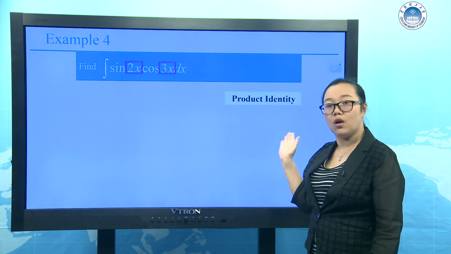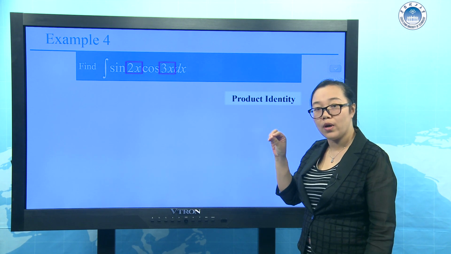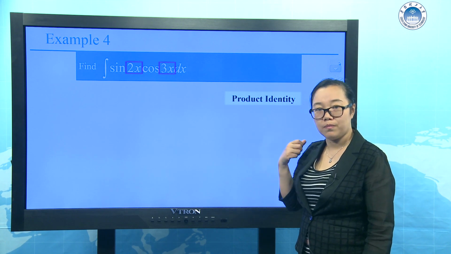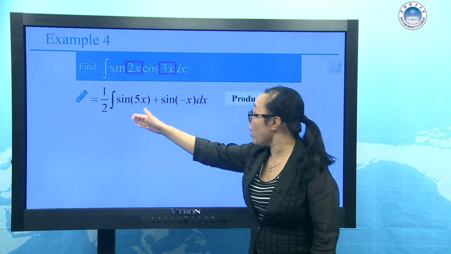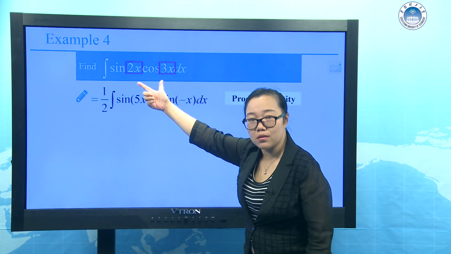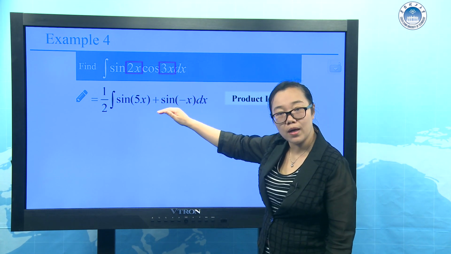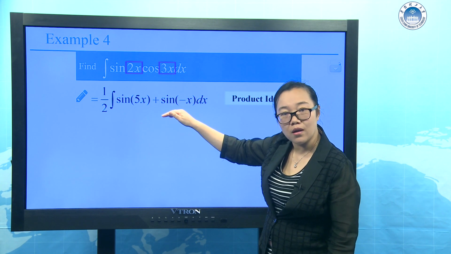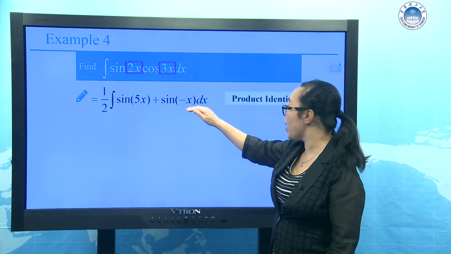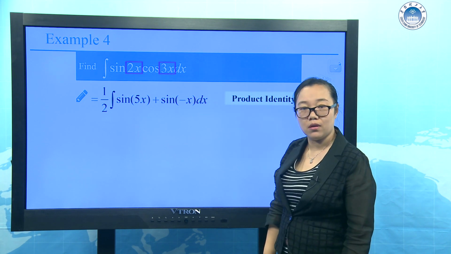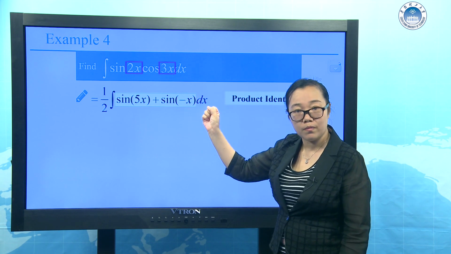So, using the product identity, the product is rewritten as a summation. We can write it as half times the bracket sin of double x plus 3x, which equals 5x, and then plus sin of double x minus 3x, which equals minus x, dx. So now look at this. It is our integration function.